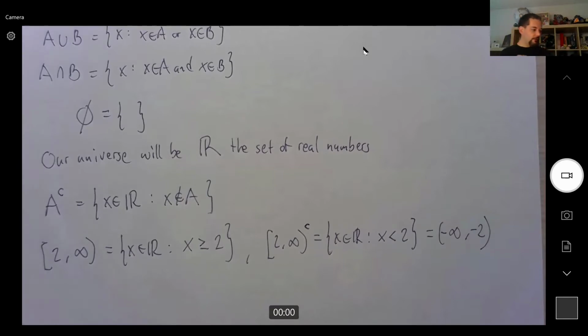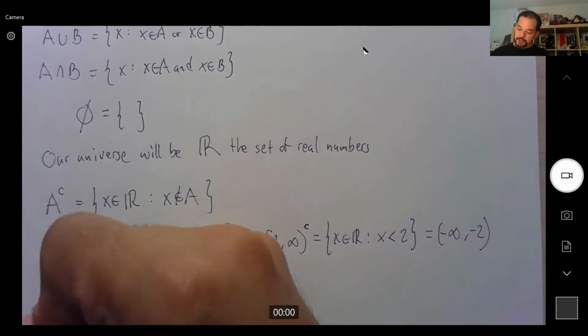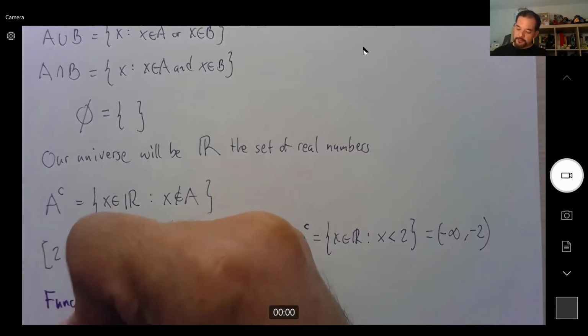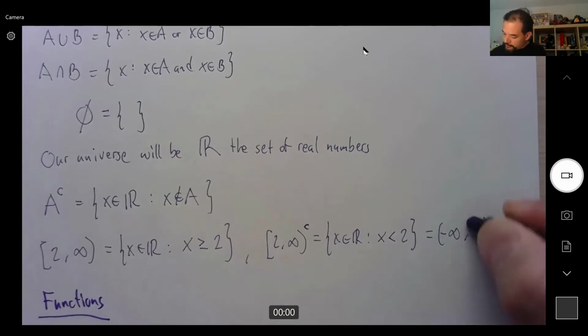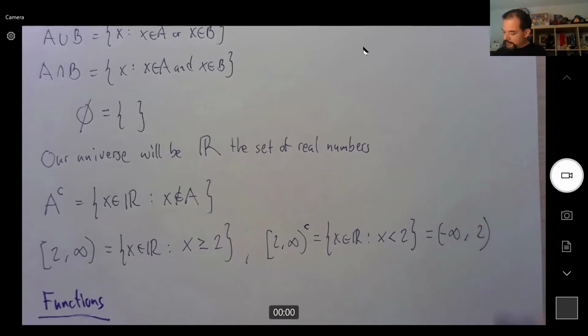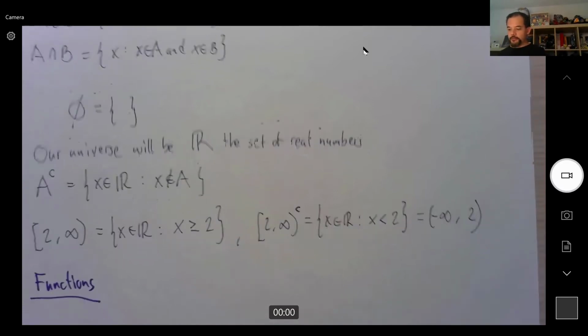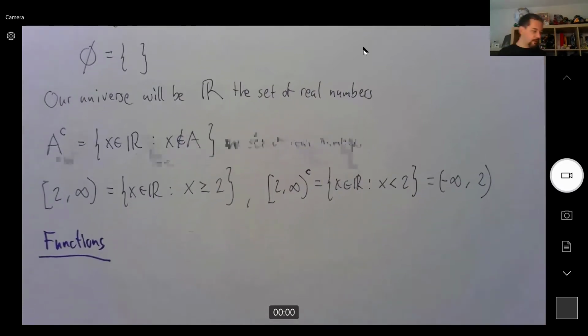Okay? So I'm just going quickly through this because I know you know what sets are and how to do unions and intersections and so on. The next concept in our preliminaries is function. Professor, wouldn't it be negative infinity to 2? Yeah, thank you. My bad. I got carried away from the negative sign of the infinity. Yes, negative infinity to 2. Yes, thank you.